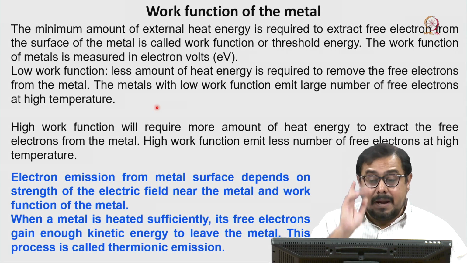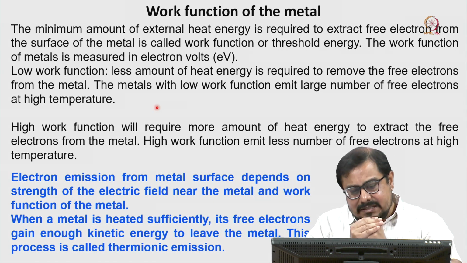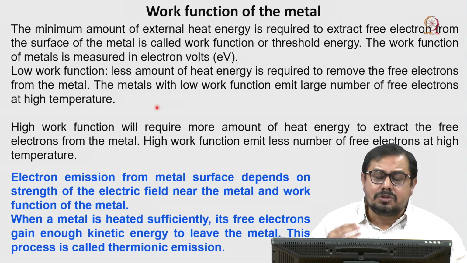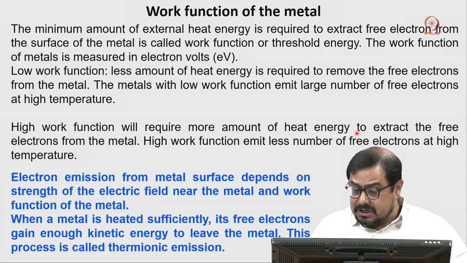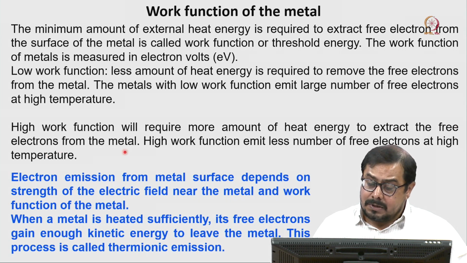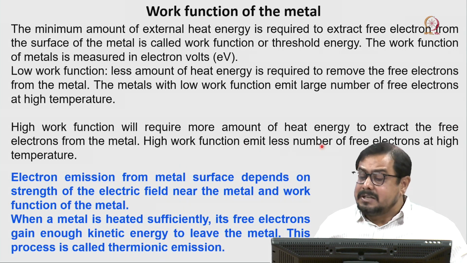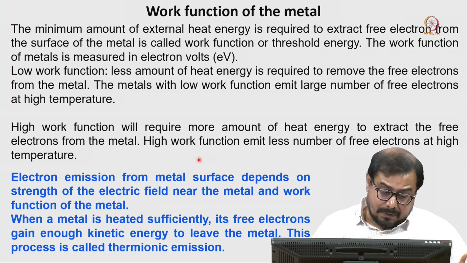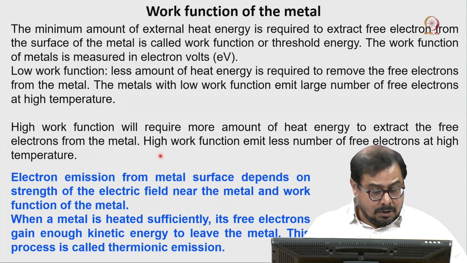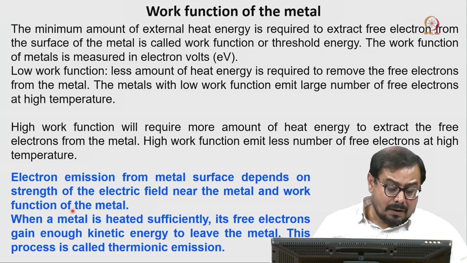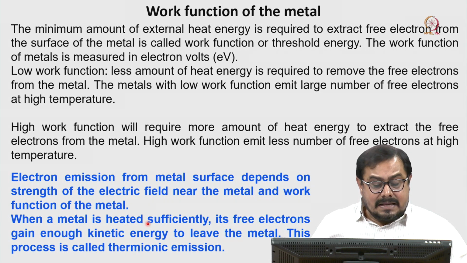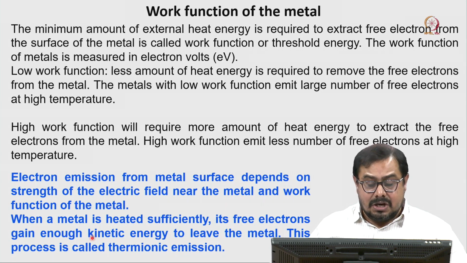So, we need a metal like that which can release a good amount of electrons which we can use for the electron gun. A high work function requires more heat energy to extract the free electron from the metal. A high work function emits fewer free electrons at high temperature. Electron emission from the metal surface depends on the strength of the electric field near the metal and the work function of the metal. When a metal is heated sufficiently, its free electrons gain enough kinetic energy to leave the metal.